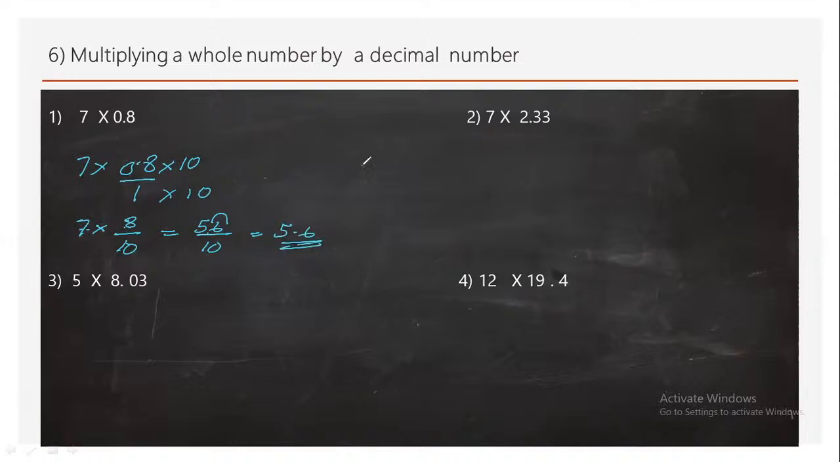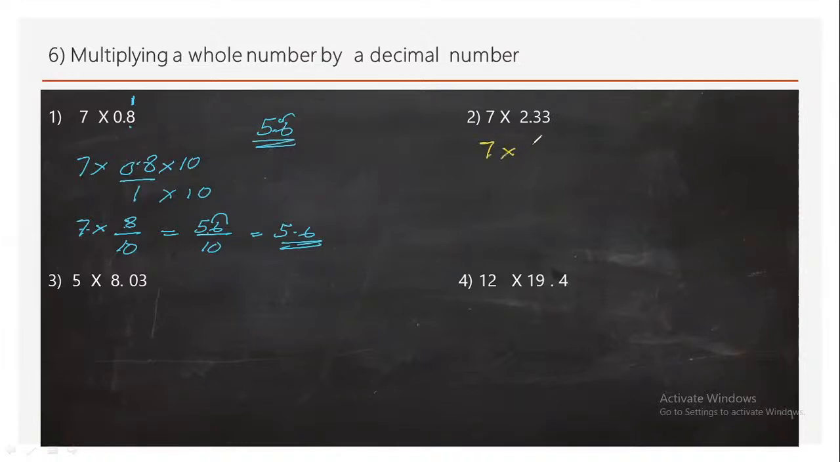Second question, 7 into 2.33. Multiply this. Even as I told you, straightly 7 times 8 is 56. Don't concern about the decimals. Now look at the one decimal place here. So separate the decimal place, 5.6. Straightly you can get the answer. Here also, right? Before that I will do this method.